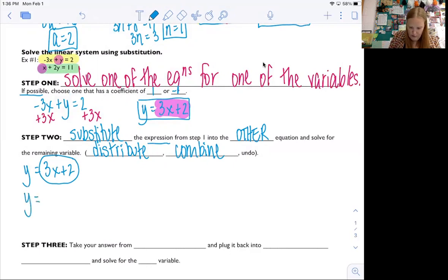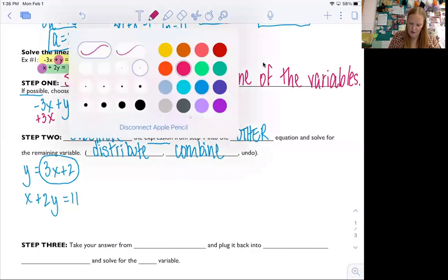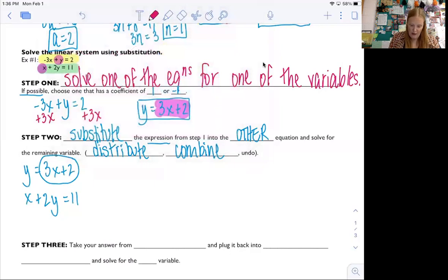Oh, sorry, it's not y equals. The second equation, just kidding. Because remember, we got to plug it into the other equation. The other equation is x plus 2y equals 11. Okay, so here's what we're going to do. We're going to take this y right here out of this equation. And we're going to plug in what y equals. So right here, this y comes out. This 3x plus 2 goes in. So that's my substitution. High five your teammate.